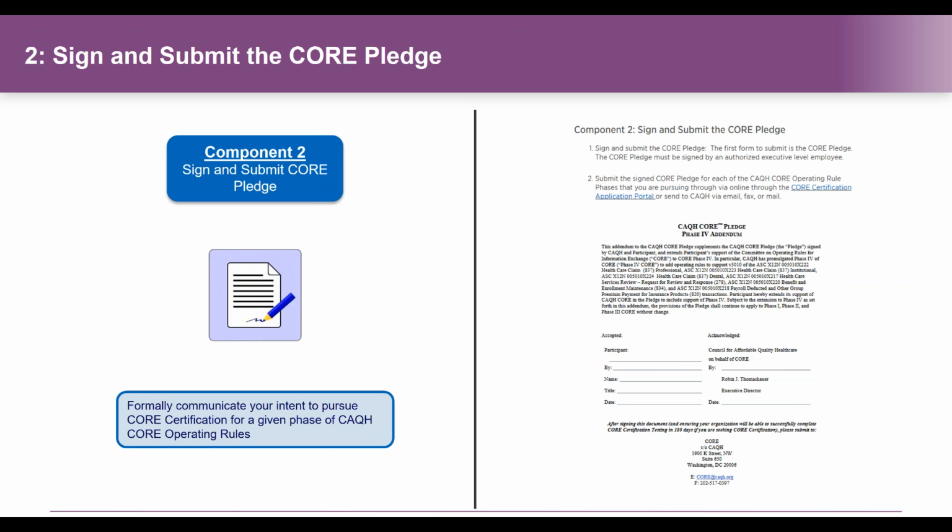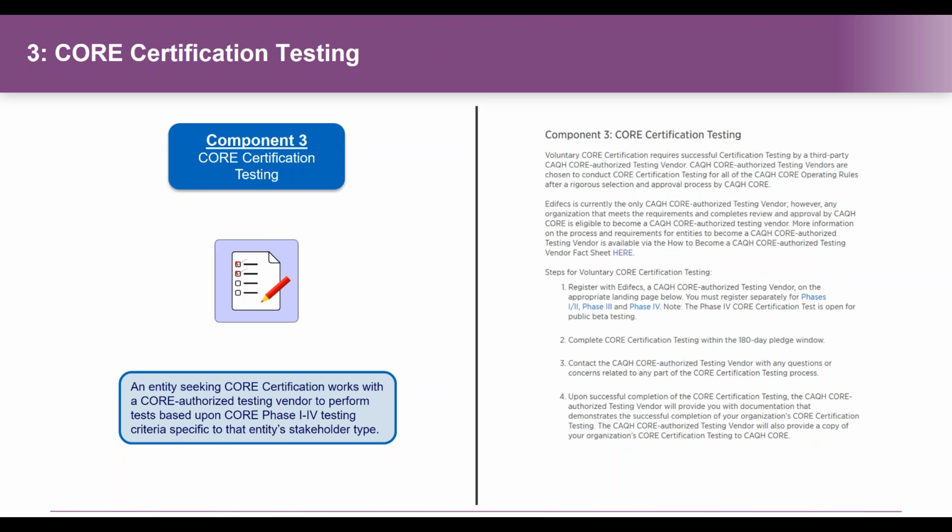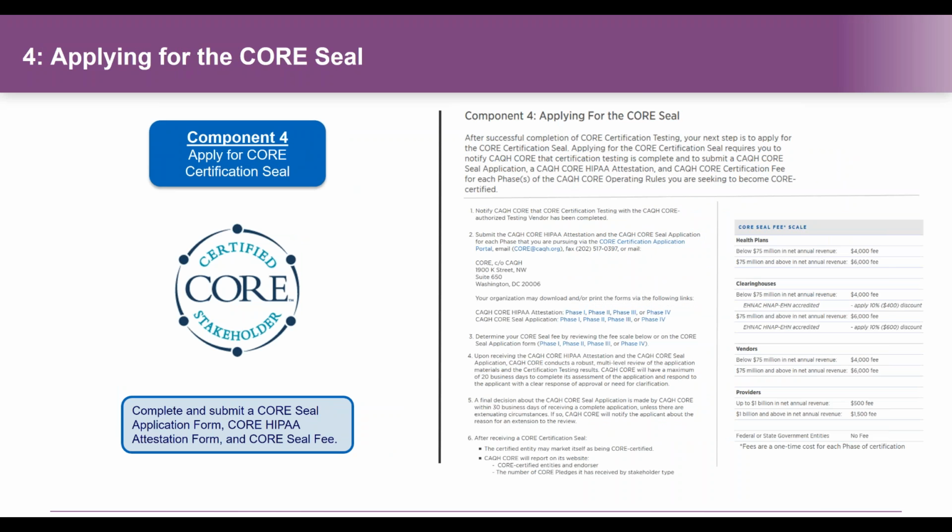So moving on to component number 3, this component outlines the steps needed to take when undergoing certification testing. This component outlines and provides resources to help organizations navigate the testing process, and we'll hear more about what this testing process looks like from Edifex later today. So I won't spend too much time on this. Let's move on to component number 4. This component outlines the different steps an organization needs to take when actually applying for the seal. So this is when they've completed testing and they're ready to actually go for the CORE seal.